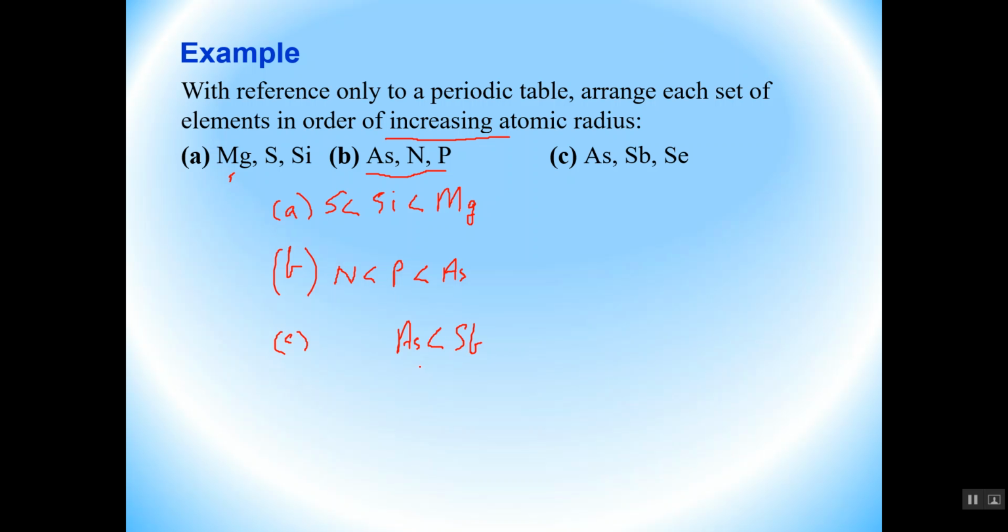And then as far as selenium is concerned, selenium is to the right of arsenic. So therefore, we know that the selenium atom is smaller. So we're going to put selenium here as being the smallest of these three atoms.